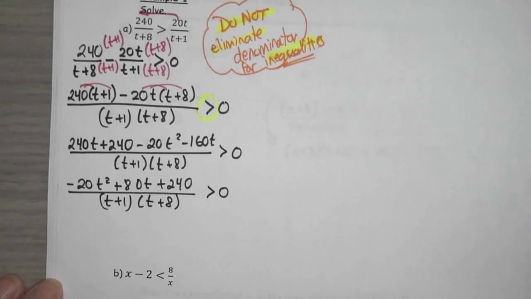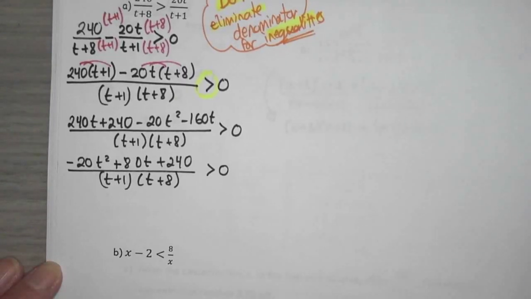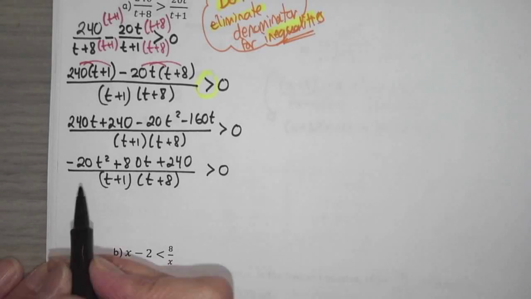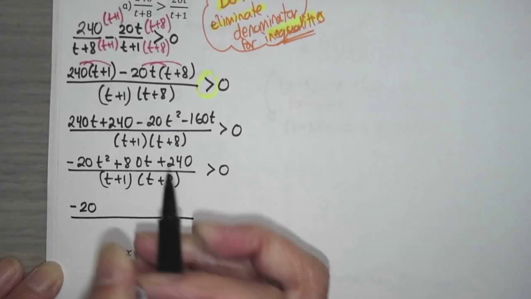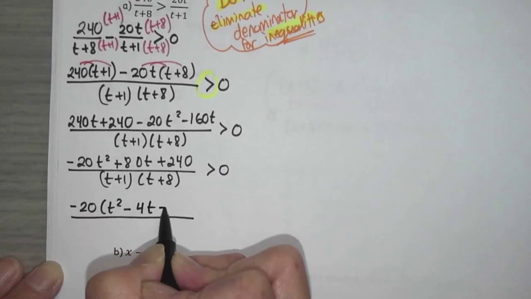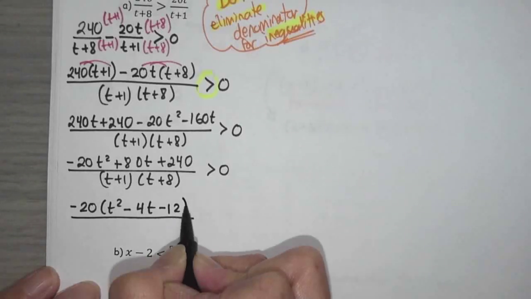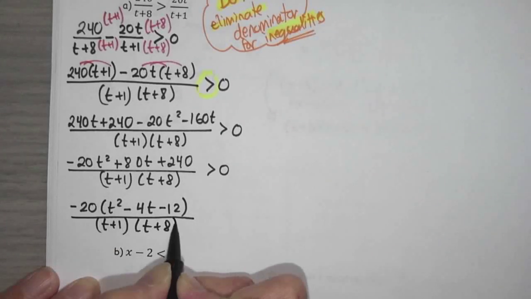And then you keep going. So as much as possible, right? So what we kept saying to you in grade 11, if you can keep factoring at the end, keep going. I can common factor that out. So I'm going to take my common factor of negative 20. And then I'm leaving t squared minus 4t minus 12. And this is t plus 1, t plus 8.